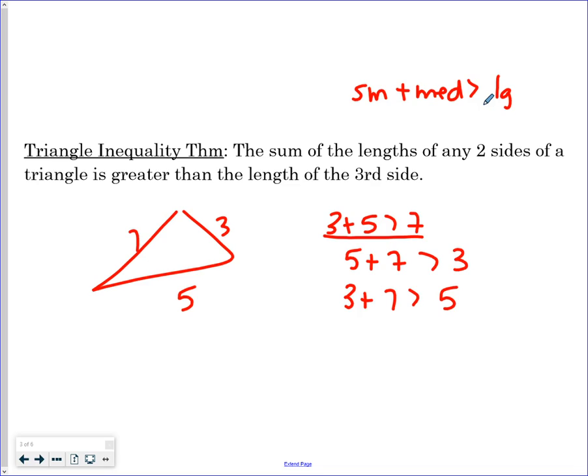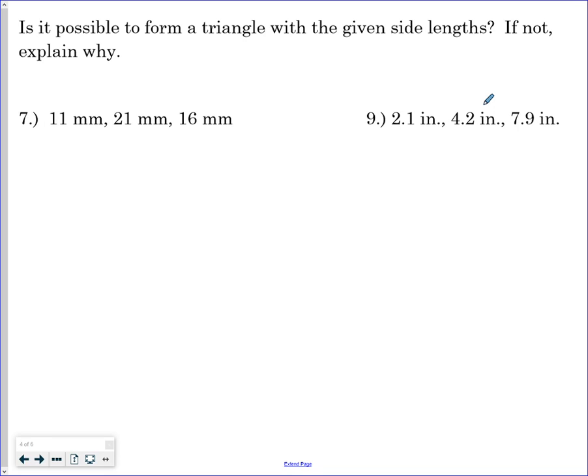Anybody confused? All right. Is it possible to form a triangle with the given side lengths? If not, explain why. So in my opinion, the math is the explanation. It's either true or false. So on this one, let's just do the shortcut. What two sides would I add up? The 11 and the 16, and they have to be bigger than 21. What is 11 plus 16? 27. Is 27 bigger than 21? Yes, so it makes a triangle.